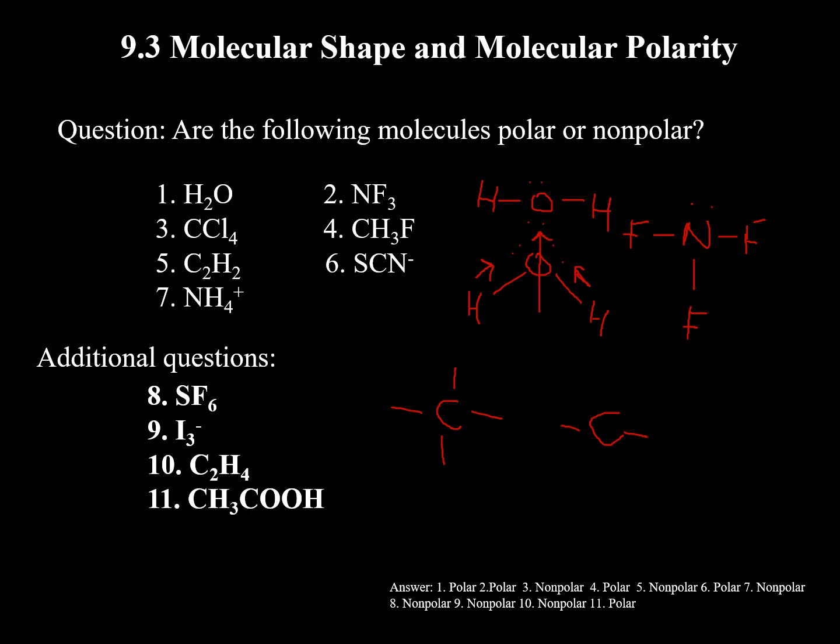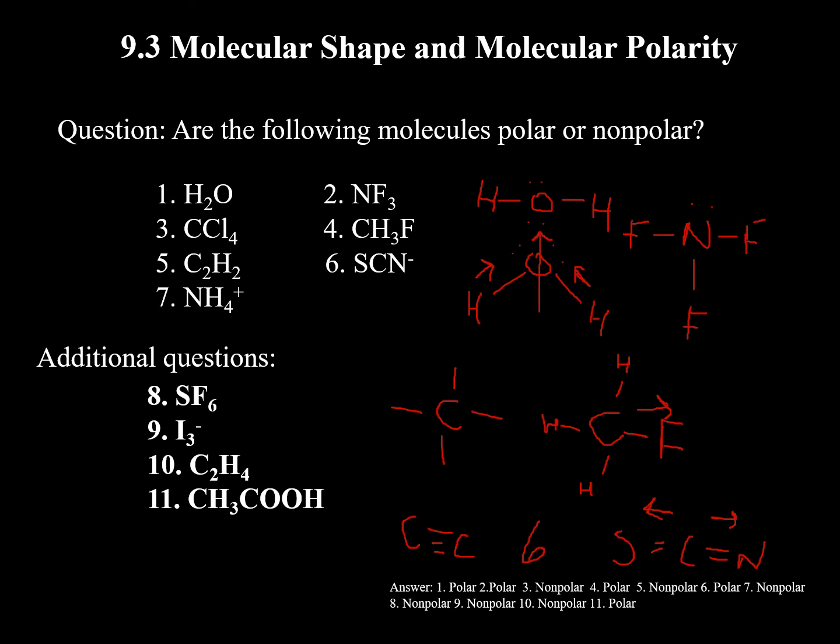In this case, number 4, you have 1 F and 3 H's. So you do have polar bonds. It's towards the fluorine. So this would be a polar molecule. Number 5, this would be a non-polar molecule. It has non-polar bonds, non-polar molecule as well. And number 6, this would be SCN. This would be a polar molecule because the poles between the left and the right are not identical. So this would be a polar molecule.